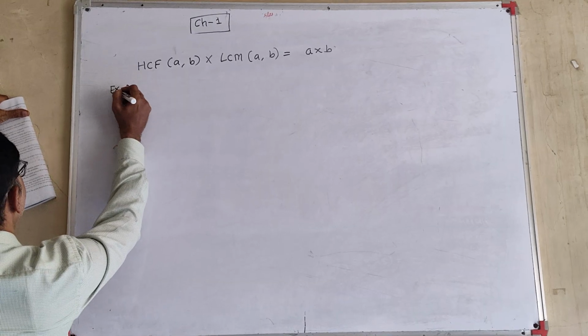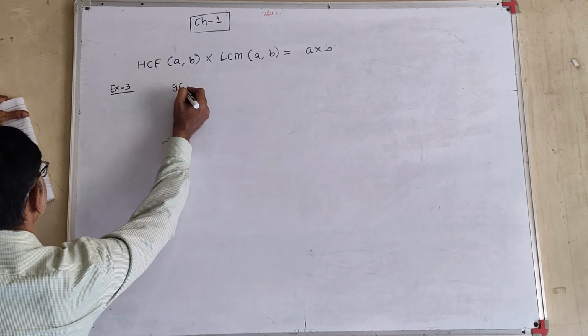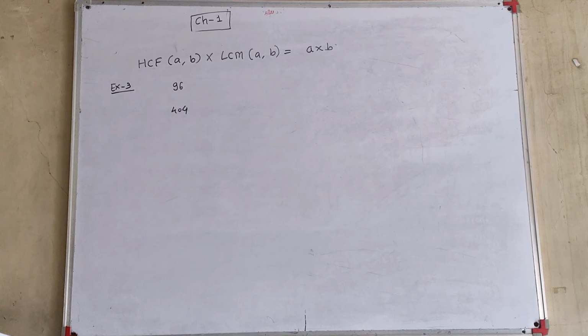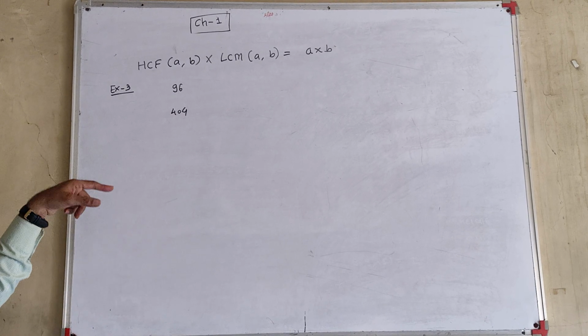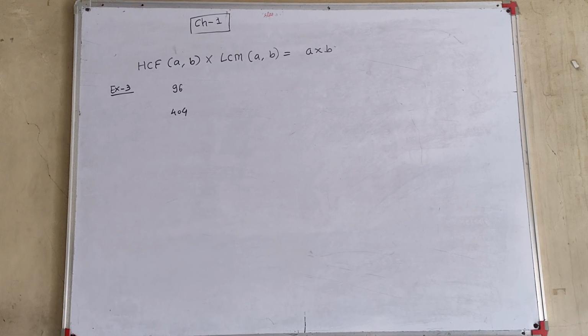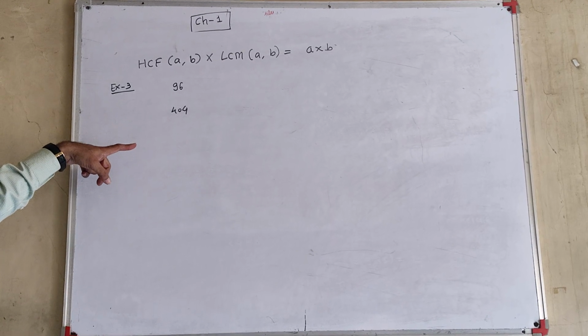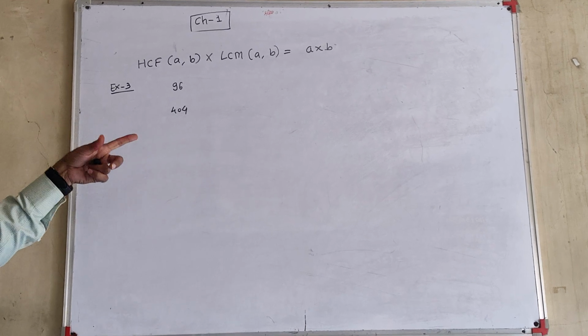Example number 3. We have been given two numbers, 96 and 404. Find the HCF of these two numbers by the prime factorization method. Hence find their LCM.